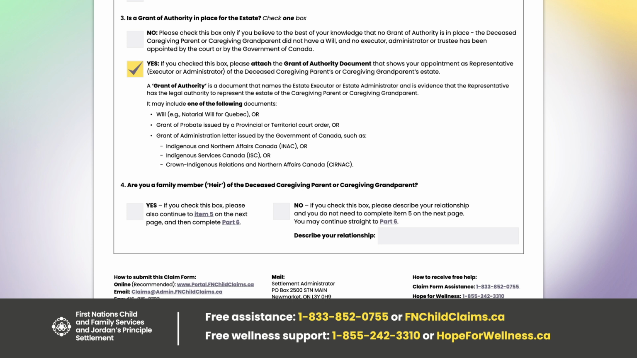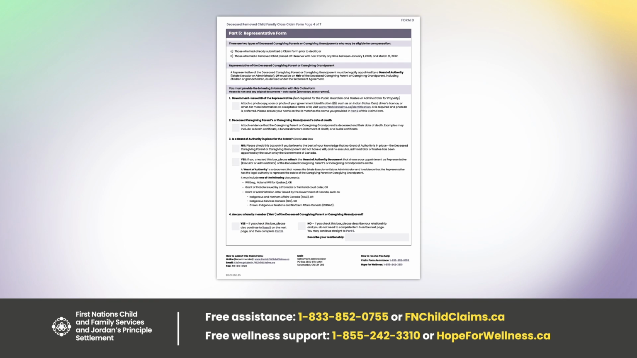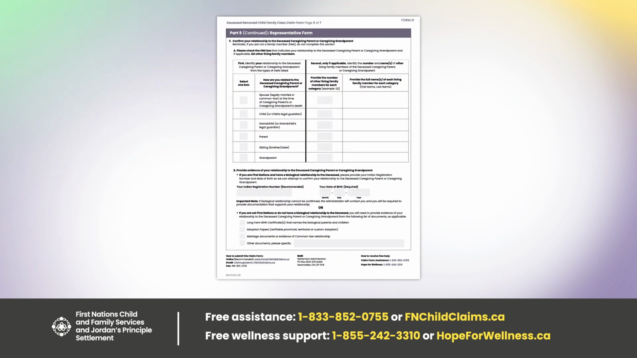The administrator also needs to know if you are a family member of the deceased caregiving parent or caregiving grandparent. If you are, please check Yes and fill out the next page. If you are not a family member, check No and fill in the nature of your relationship to the deceased caregiving parent or caregiving grandparent. If you're a family member, you'll need to fill out the rest of Part 5 of the form. If you're not a family member, you can skip to Part 6.